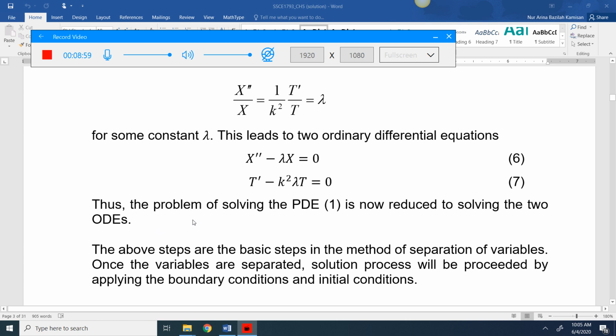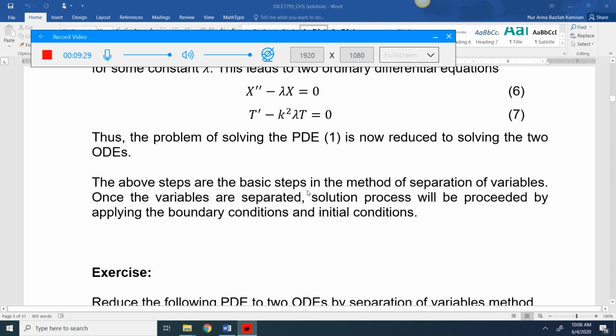So now the problem of solving one partial differential equation, the heat equation just now, is reduced to solving two ODEs. This is easier to solve because, do you still remember what I told you last time? When we have two variables whose values we need to find, we must have at least two equations. Now we have two variables, X and T, and we have two equations. That means you can solve it.